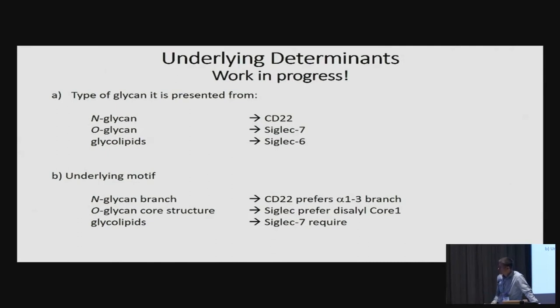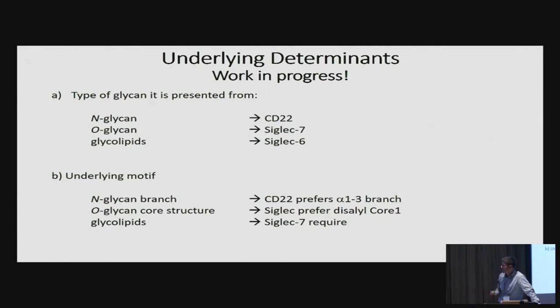Okay, what else? Well, the underlying motif, sort of where it's presented from. So, for example, in the N-glycan branch, there's, I think, 2 or 3 papers that have shown that CD22 prefers alpha-2,6 linked sialic acid presented from the 1,3 branch on a biantennary N-glycan. So it prefers the 1,3 rather than the 1,6 branch. Alrighty.